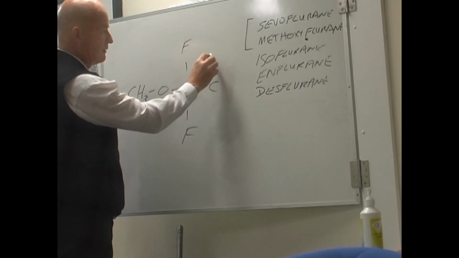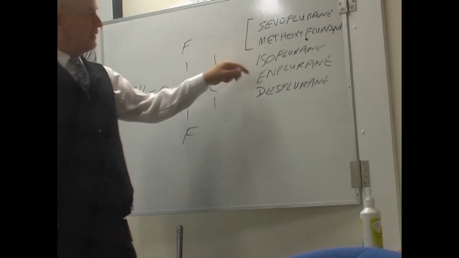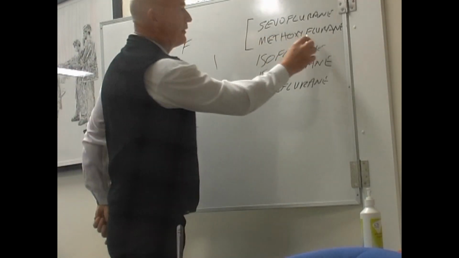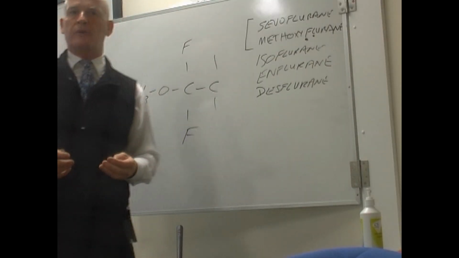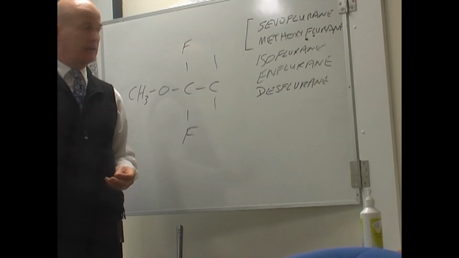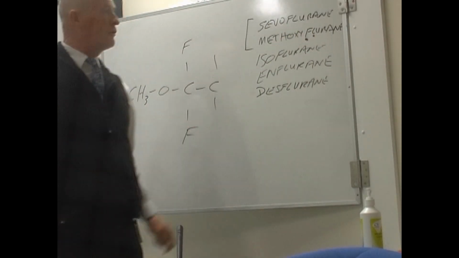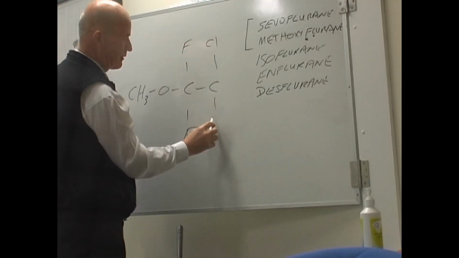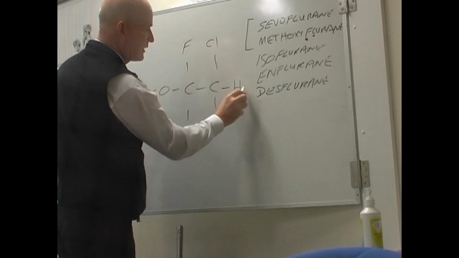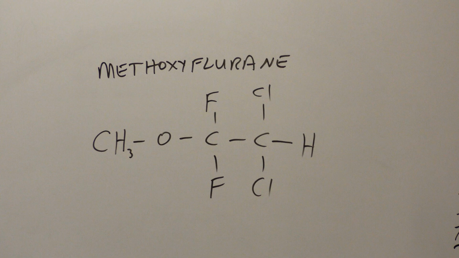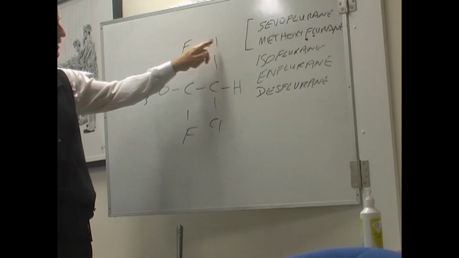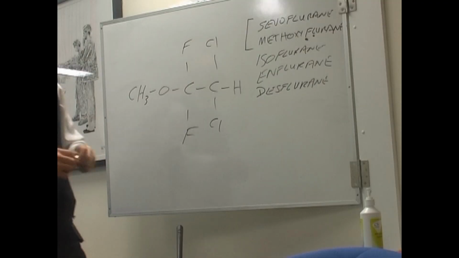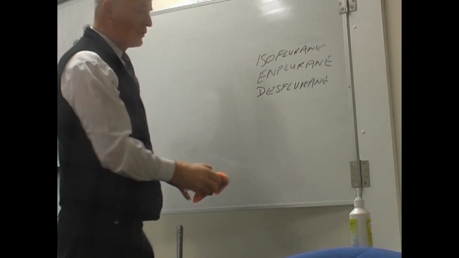And then over here, what goes here, the next letter in this is an L. And as we know, the chemical abbreviation for fluoride is not FL, it's just F. So that L is for chloride. So we have a chloride here, and a hydrogen here. So this is the structure for methoxyfluorane. Methoxy-FL. I now have three structures.